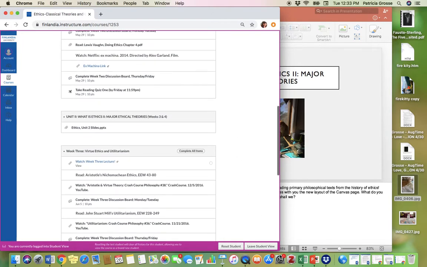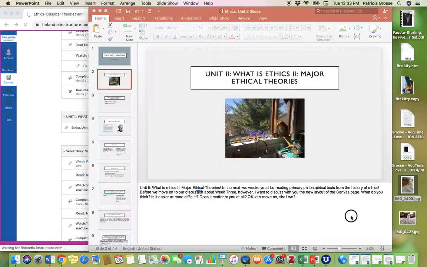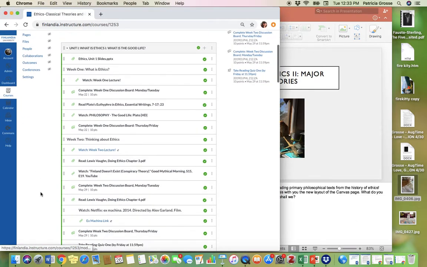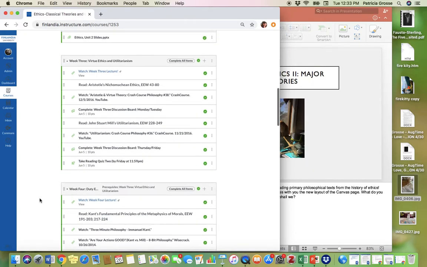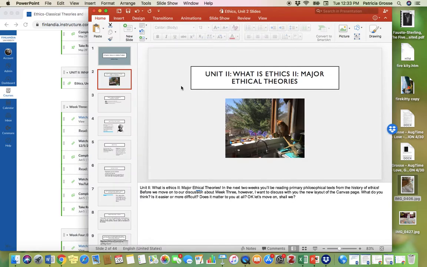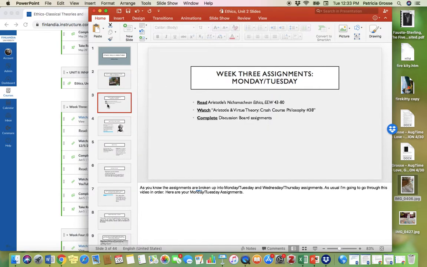We're going to talk about papers very soon. So that was a lot of muttering. Let's move on to the actual philosophy stuff again. It just looks a little different, but I'm hoping that it's just going to make it a little bit more simple for you to complete your work. Not that you haven't been completing your work, but you know what I mean. So, week 3 assignments.